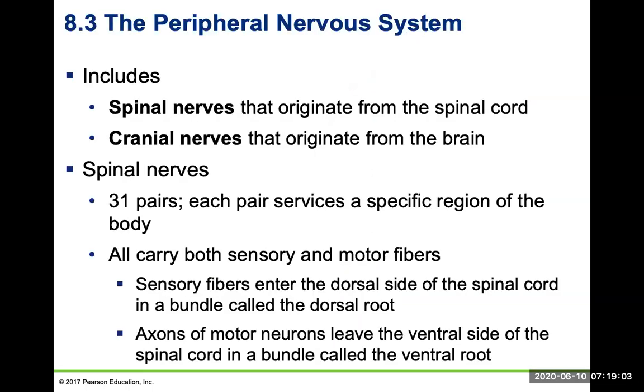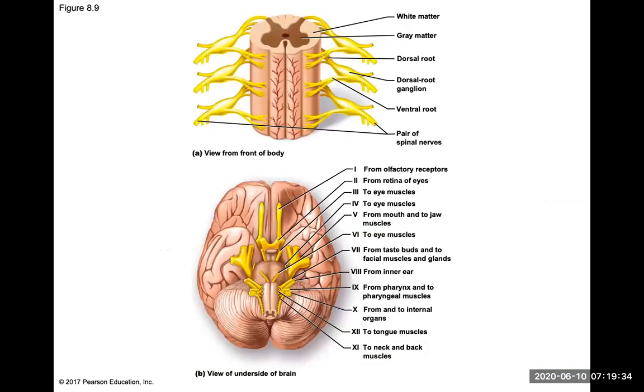The peripheral nervous system includes cranial nerves that come from the brain and spinal nerves that come from the spinal cord. You have 31 pairs of spinal nerves, and each pair services a specific region of the body. All contain sensory and motor fibers. Sensory fibers enter the dorsal or posterior side of the spinal cord in a bundle we call the dorsal root. And axons of motor neurons leave the ventral or front side of the spinal cord in a bundle called the ventral root. So here's a cross section, again, of the spinal cord.